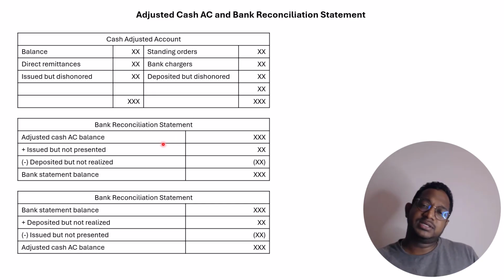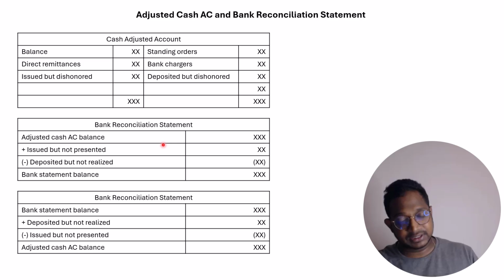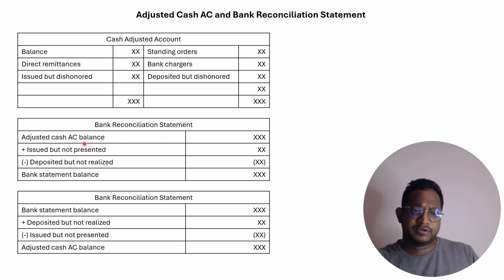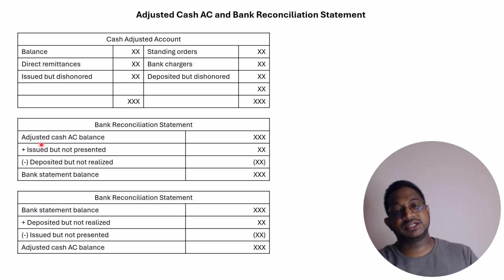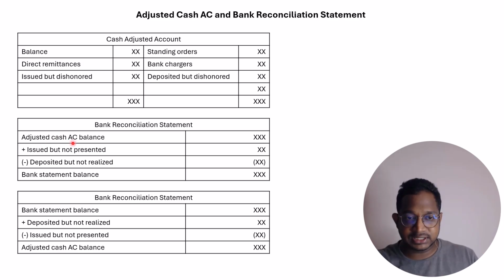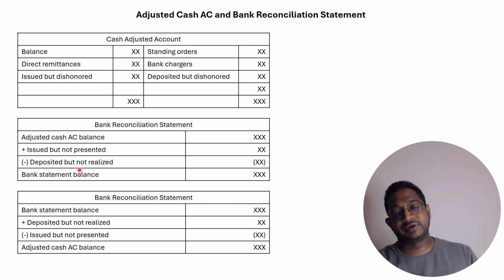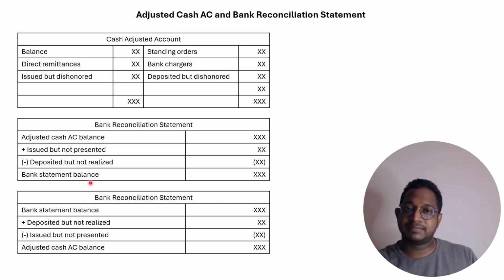In the bank reconciliation statement, based on the information given in the exercise, we can prepare it in two ways. First, we use the adjusted cash account balance as the base. If you use the adjusted cash account balance, you add issued but not presented checks and deduct deposited but not realized checks. Then you can find the bank statement balance.